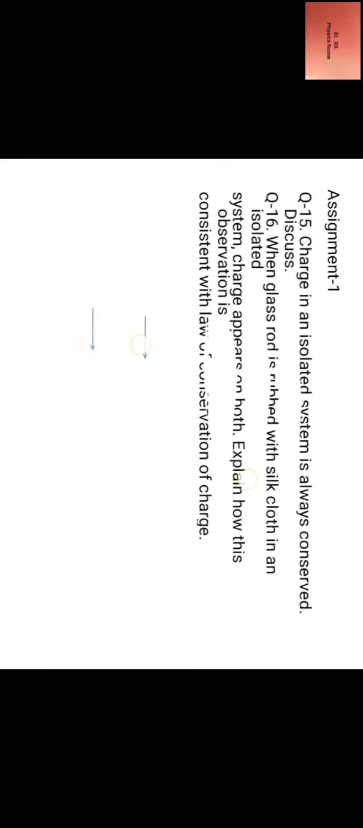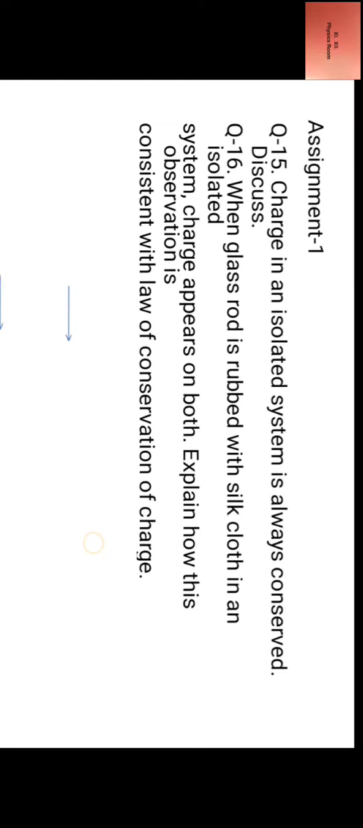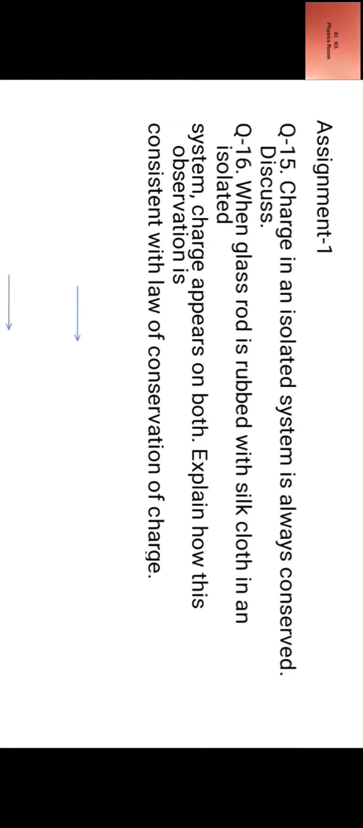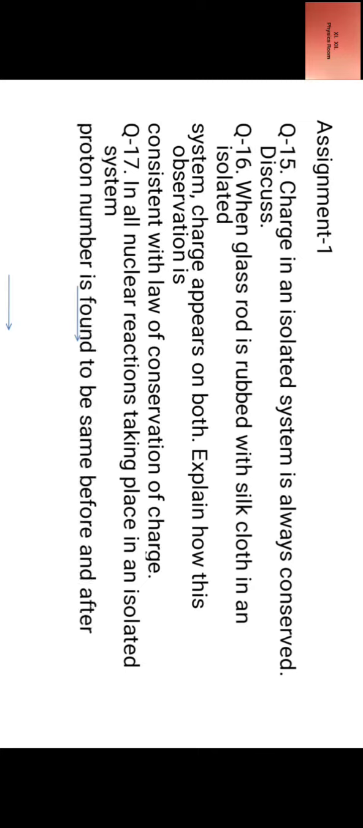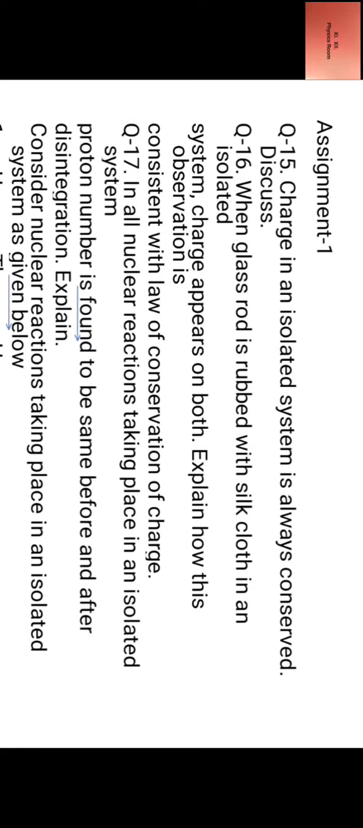Now, we can look at the assignment. Continue with assignment 1. Question number 15. Charge in an isolated system is always conserved. Discuss. Question number 16. When a glass rod is rubbed with silk cloth in an isolated system, charge appears on both. Explain how this observation is consistent with the law of conservation of charge. Question number 17. In all nuclear reactions taking place in an isolated system, proton number is found to be the same before and after disintegration. Explain.